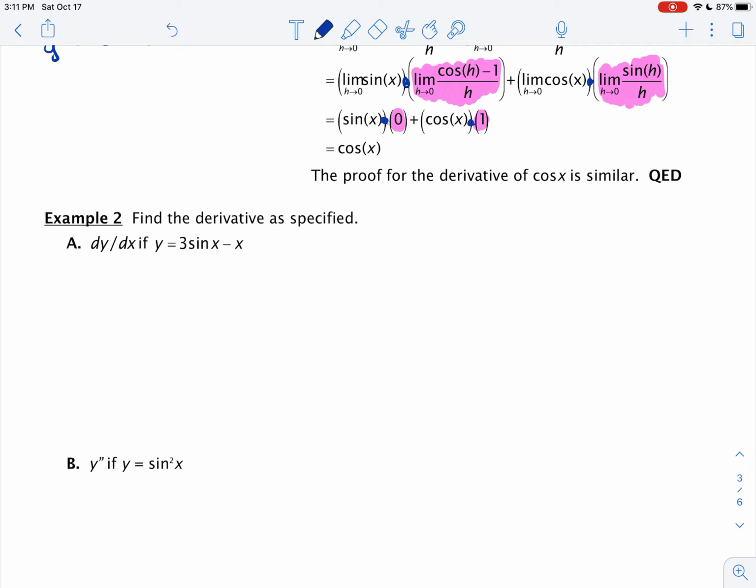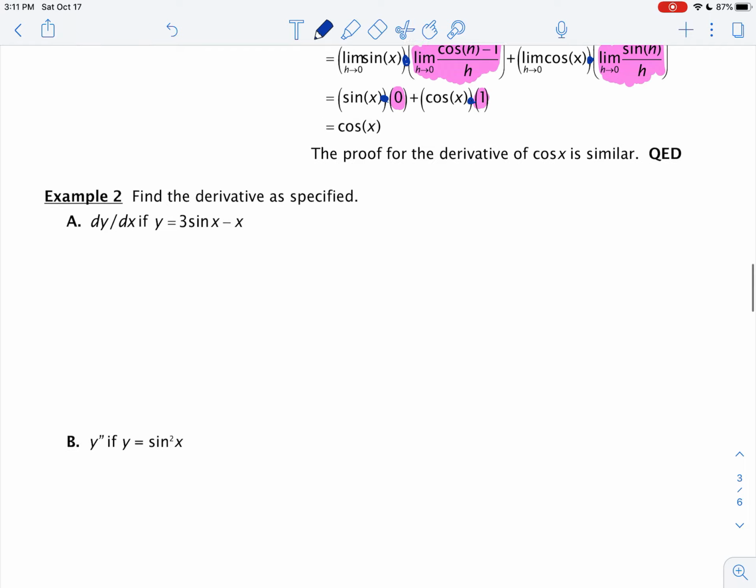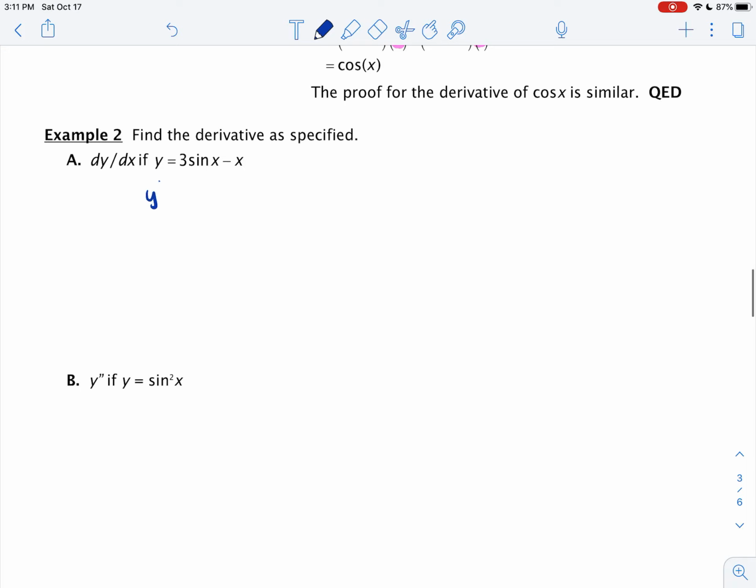All right, so here I see a difference, and I also see a constant times a function. So my y prime is going to be 3 times the derivative of sine, and the derivative of sine is cosine, and minus, and what's the derivative of x? The derivative of x is 1. So our y prime is just 3 cosine x minus 1.